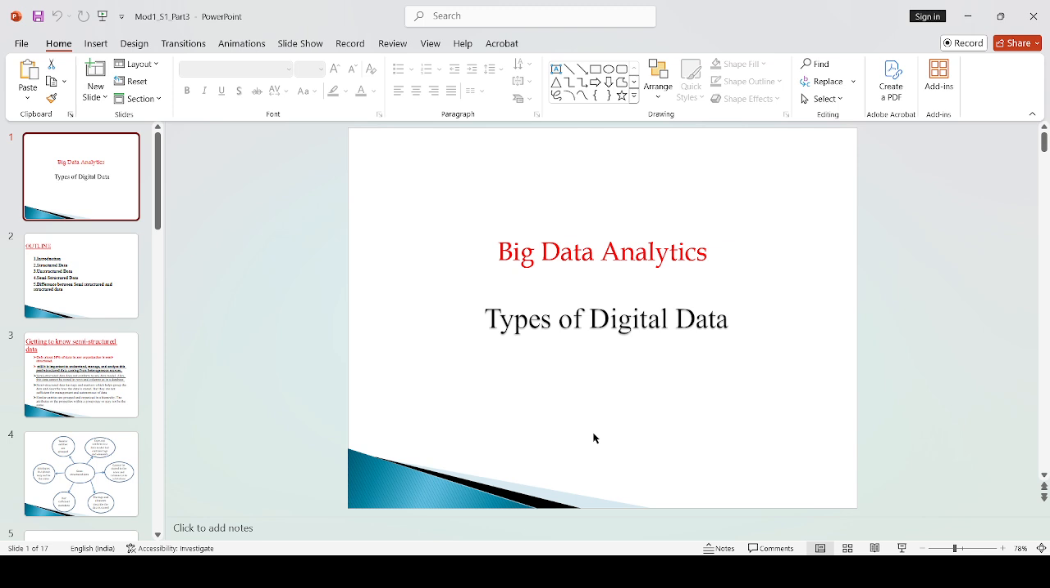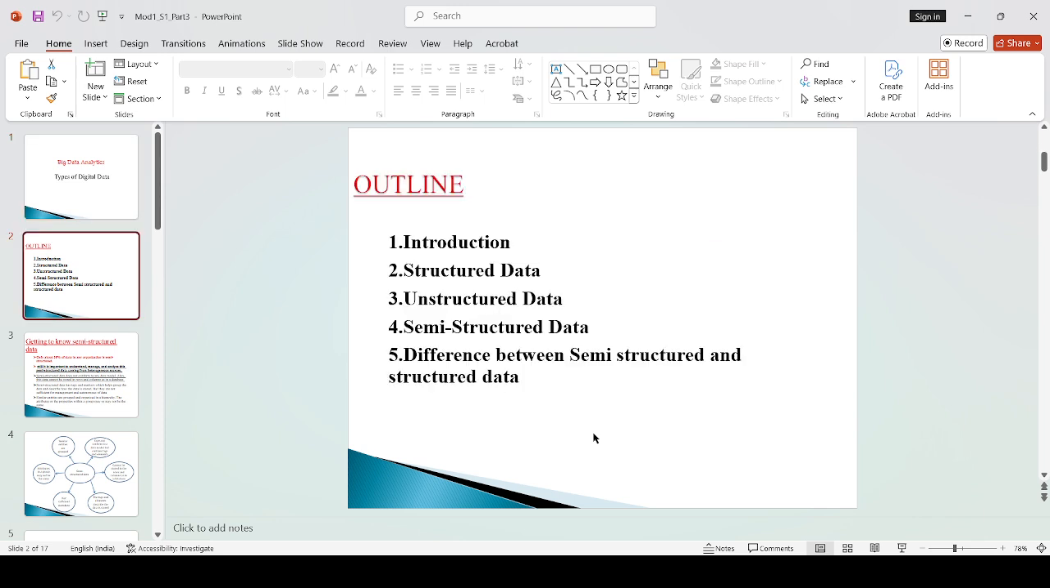Welcome back to our Big Data Analytics lecture series. In the previous lecture, we discussed structured data and unstructured data. Today, we will learn about semi-structured data, which lies between structured and unstructured data. We will understand its characteristics, sources, storage techniques, challenges, and how XML is used to manage semi-structured data.